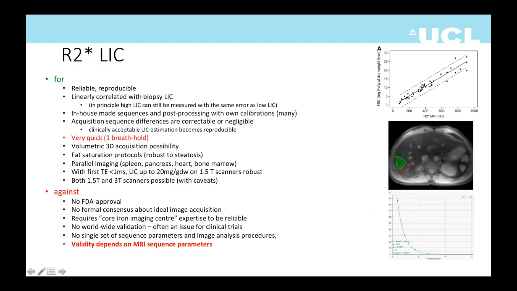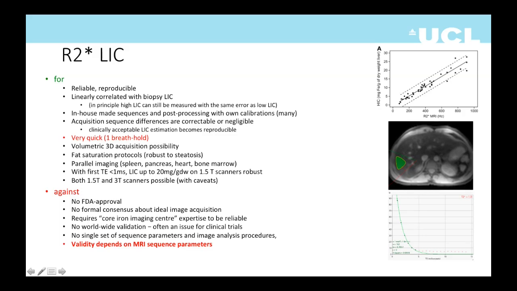There are many in-house made sequences with post-processing with their own calibrations, and by the way, all of them or most of them are free, so this can be considered an advantage. The acquisition sequence differences are correctable if discovered, or negligible, so it's possible to provide reproducible, clinically acceptable LIC estimation.